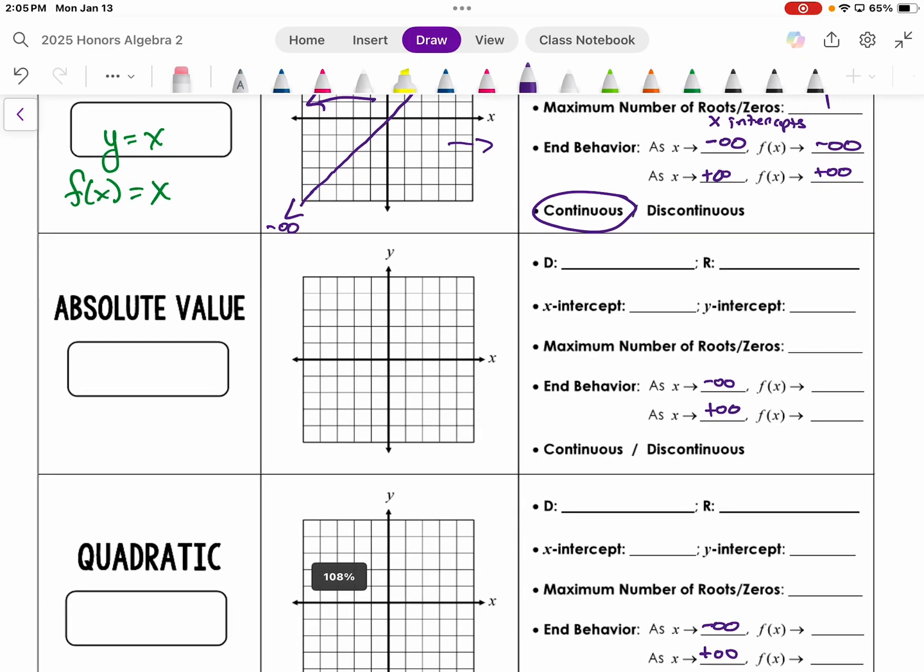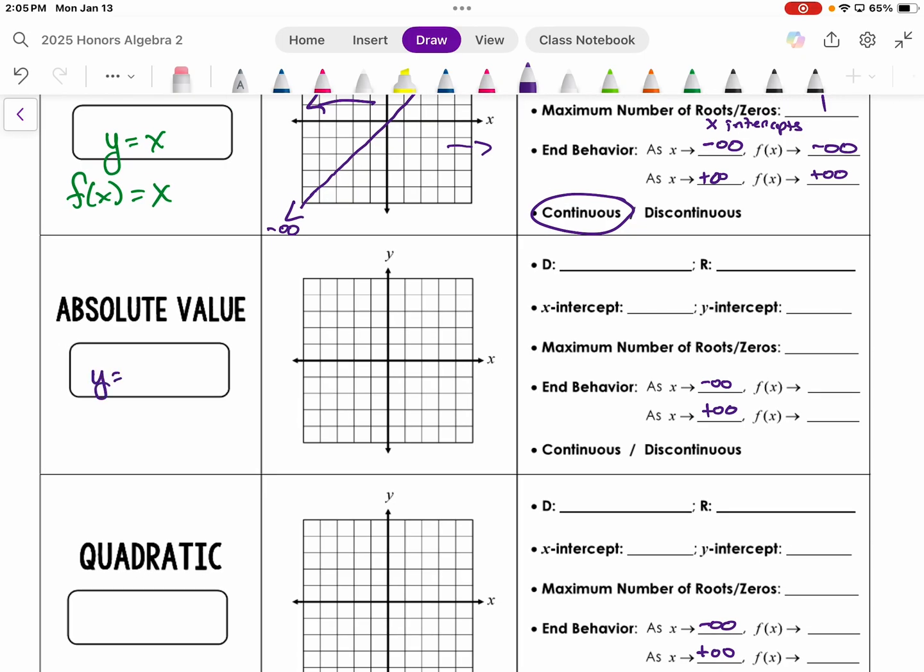Absolute value graph. y is equal to the absolute value of x. Tomorrow we'll work with those a little bit more in depth. I'll show you how to graph it on the calculator, which helps speed things up. That happens to be, if you don't know, a V-shaped graph.